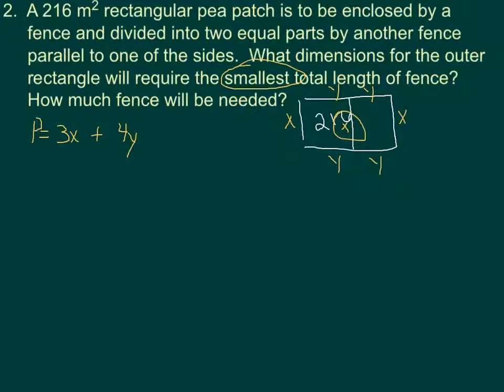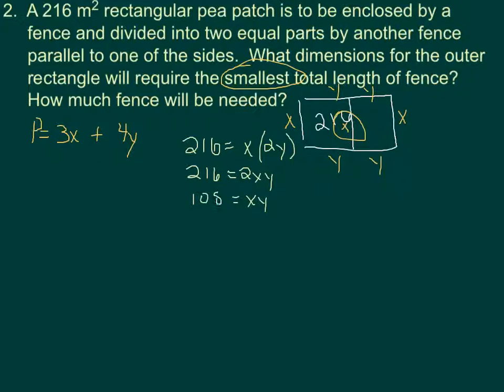So since this is what is going to be minimized, this is our primary equation, we need our secondary equation, and our secondary equation is going to use the area. So 216 equals x, which is our height, if you will, or our width, times 2y, because that length, or the base, is 2y's. Okay, so I can rewrite that 216 equals 2xy, and just to make my life easier, I'm going to divide through by the 2, and so xy equals 108.